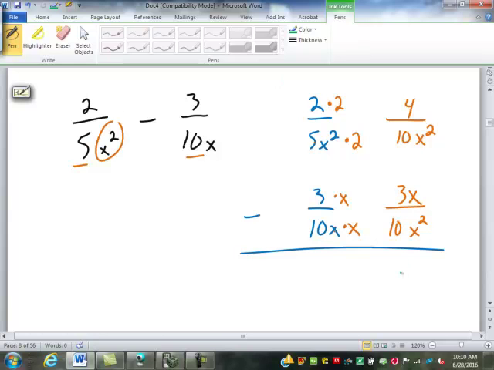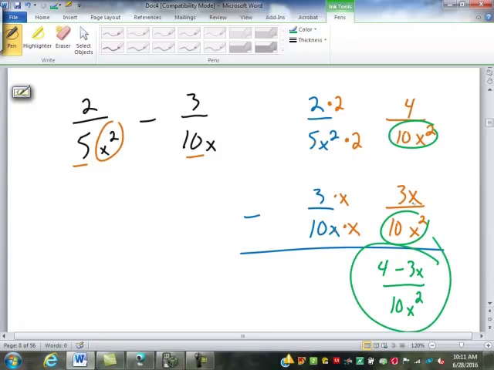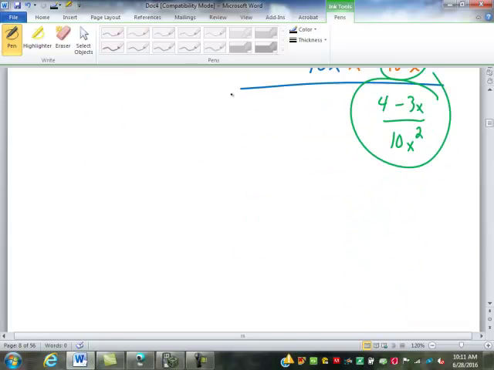Okay, so now my answer. We have the common denominator of 10x squared, so my answer has a denominator of 10x squared. What's my numerator? 4 minus 3x. Questions? Okay. Let's look at another one.